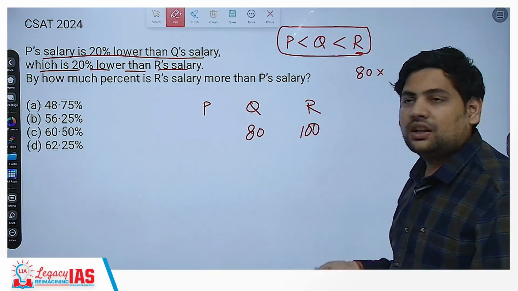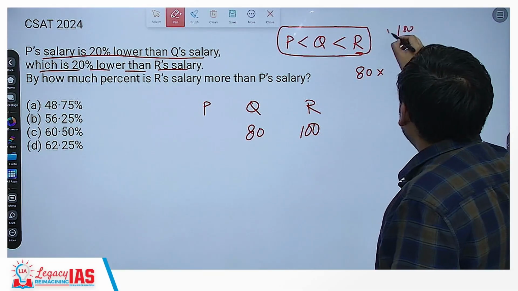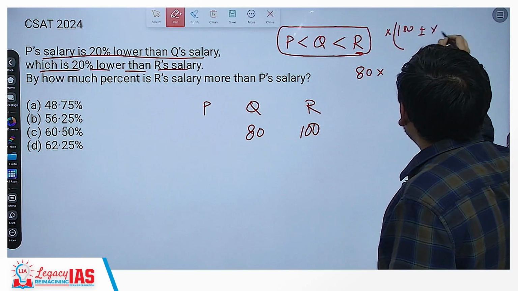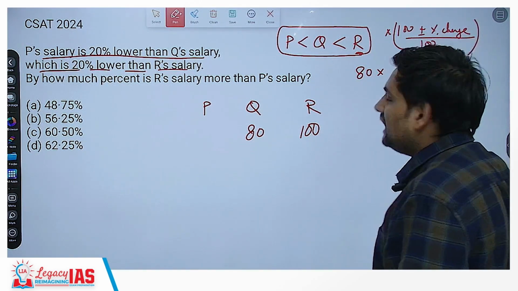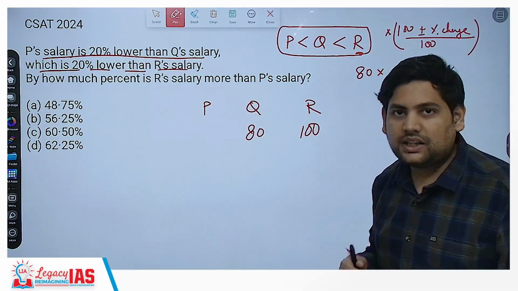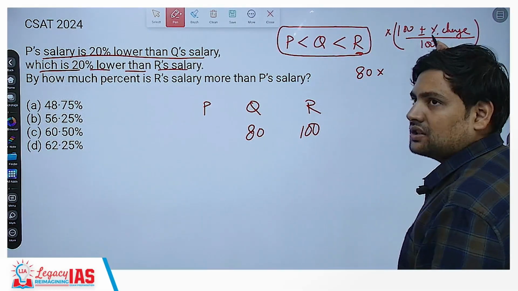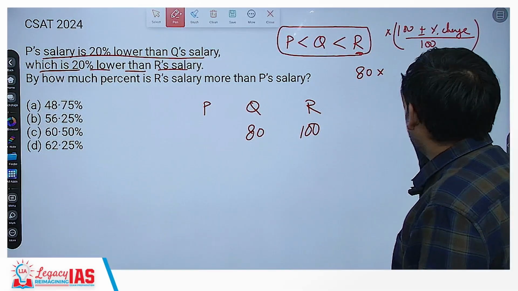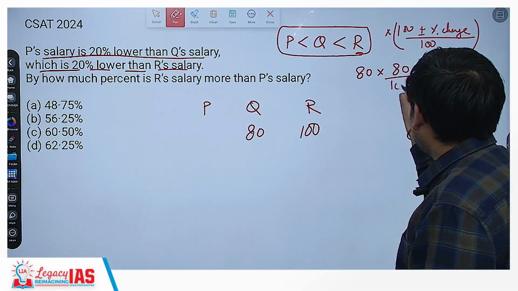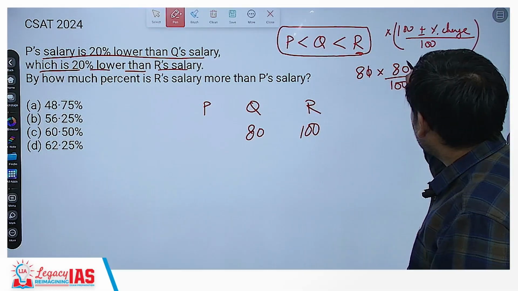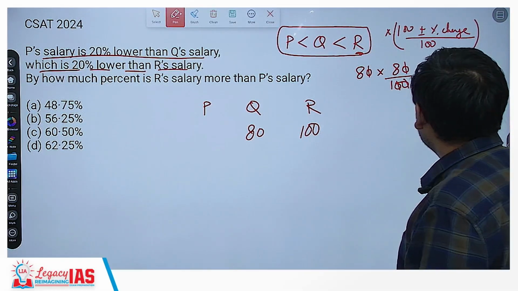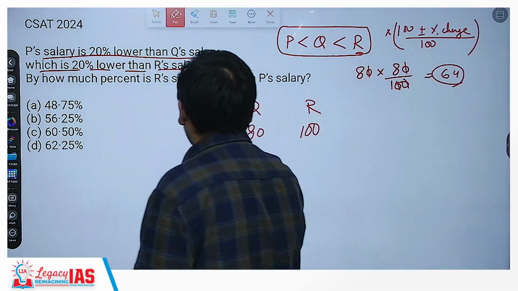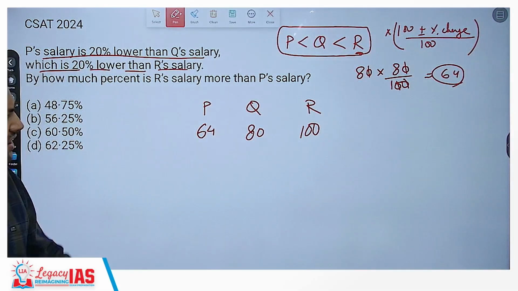How do you decrease? You write 100, you multiply it by 100 plus or minus the percentage change, by 100. Now you have to decrease it by 20%, that means minus. So this becomes 100 minus 20 gives you 80, by 100. The 2 zeros cancel out. What you get is 64. That means P's salary is 64. That's it. You got the 3 values.